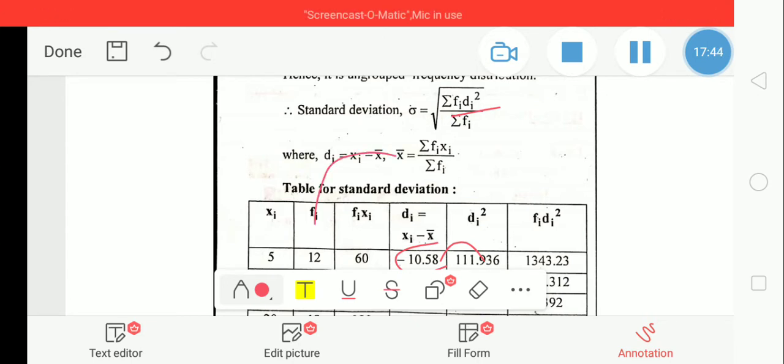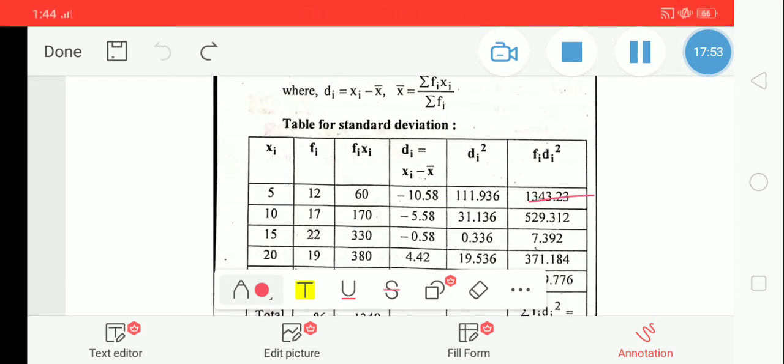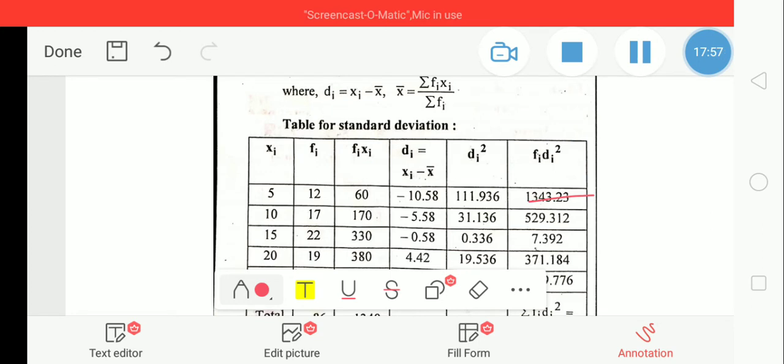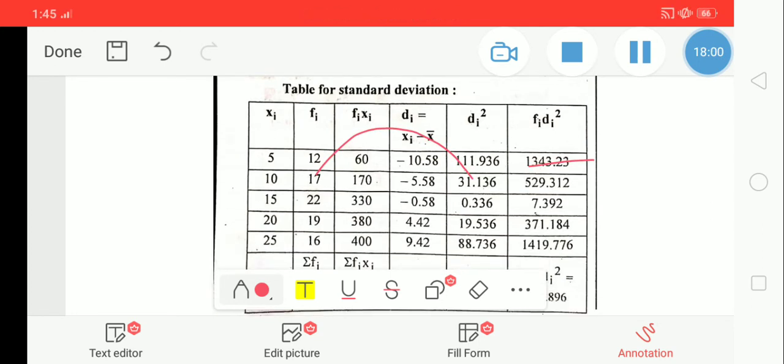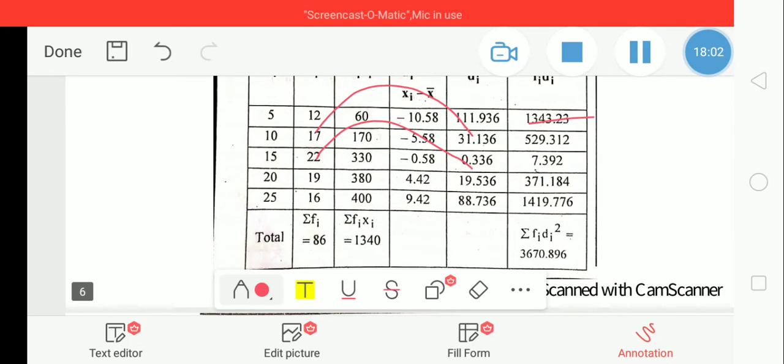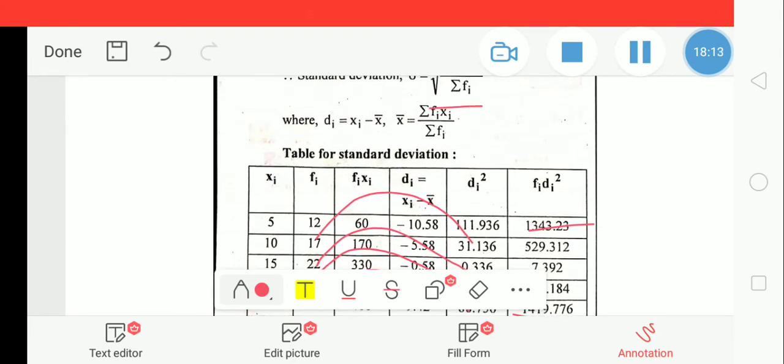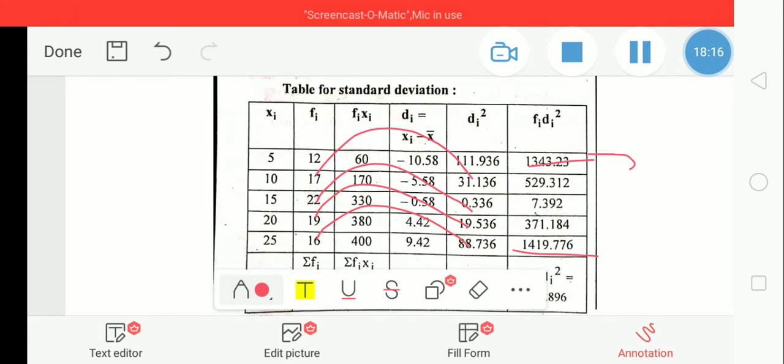Now here we want multiplication of Fi and di square. So Fi multiplied by di square. So 12 multiplied by 111.936, so they give 1343.23. Now here 17 multiplied by these, 22 multiplied by these, 19 multiplied by this one, and 16 multiplied by 88.736, so they give 1419.776.